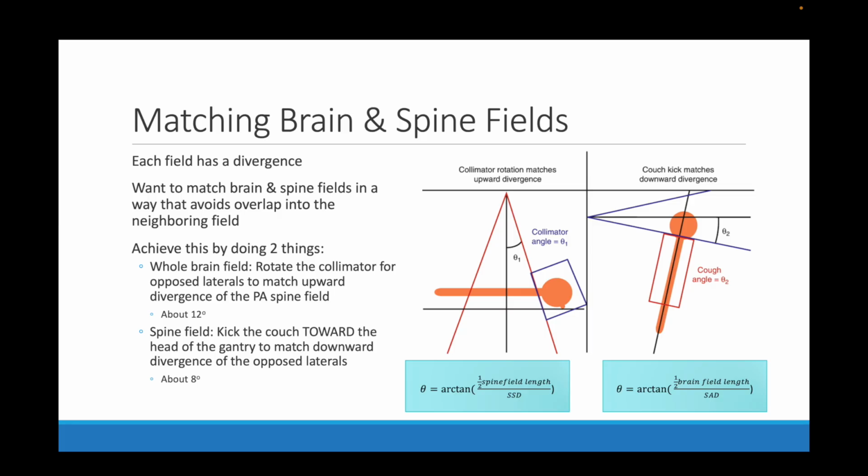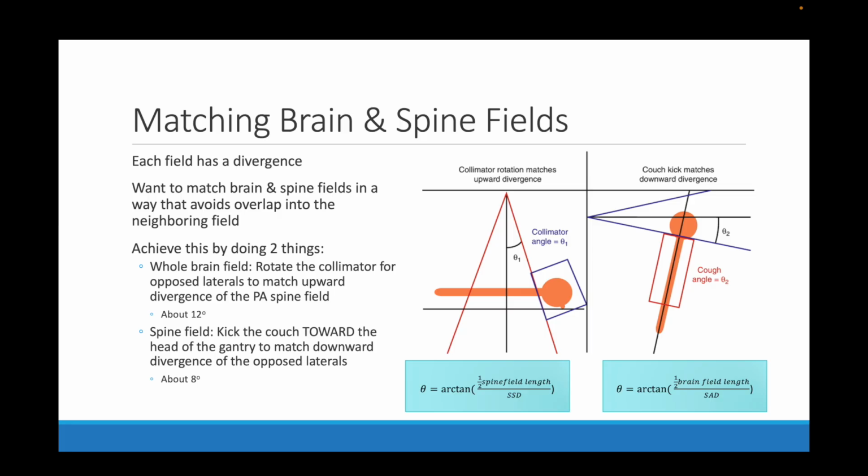The final little thing I'll mention here is, there's a big deal around the fact that the couch kick is toward the head of the gantry for pediatric patients when we're doing CSI. The reason it can get confusing is because in breast planning, there's also a couch kick sometimes when we're using kind of a dual isocenter planning technique. And a couch kick needs to happen to deal with the divergence of the tangent fields and the divergence of our supraclavicular fields. And that's a whole conversation for a different lecture.